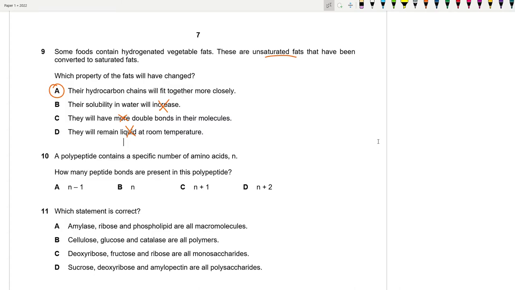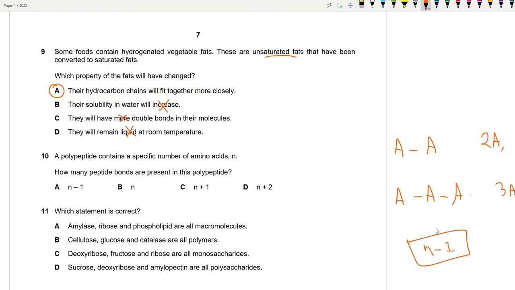A polypeptide chain contains a specific number of amino acids, and how many peptide bonds are present in this polypeptide? Okay, so check this, guys. Suppose if you have two amino acids, you're gonna have one bond. If you have three amino acids, you're gonna have two bonds. So do you guys see the trend? Two amino acids, one bond. Three amino acids, two bonds. So basically the formula is n minus 1. The number of bonds will be 1 less than the number of amino acids, okay? So the number of amino acids will be 1 more than the number of bonds.